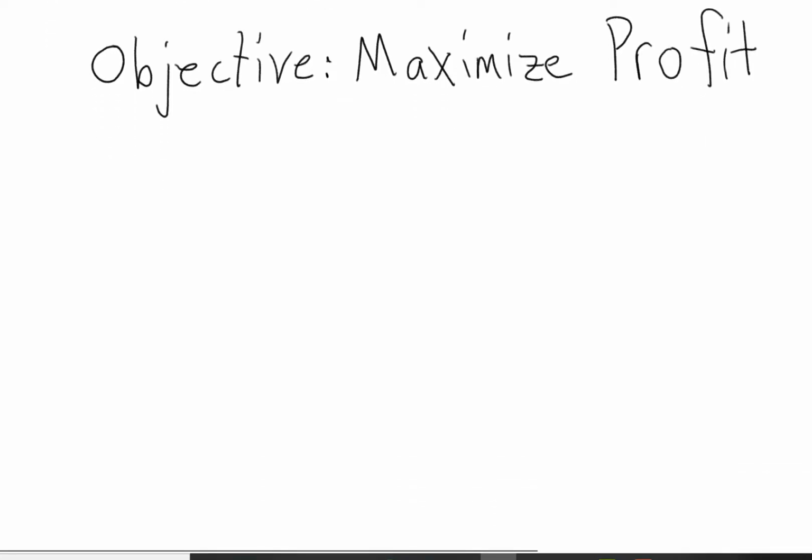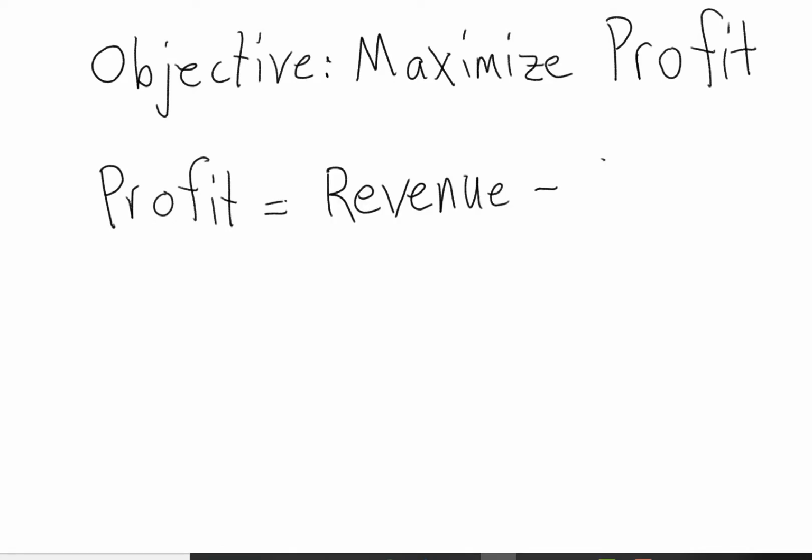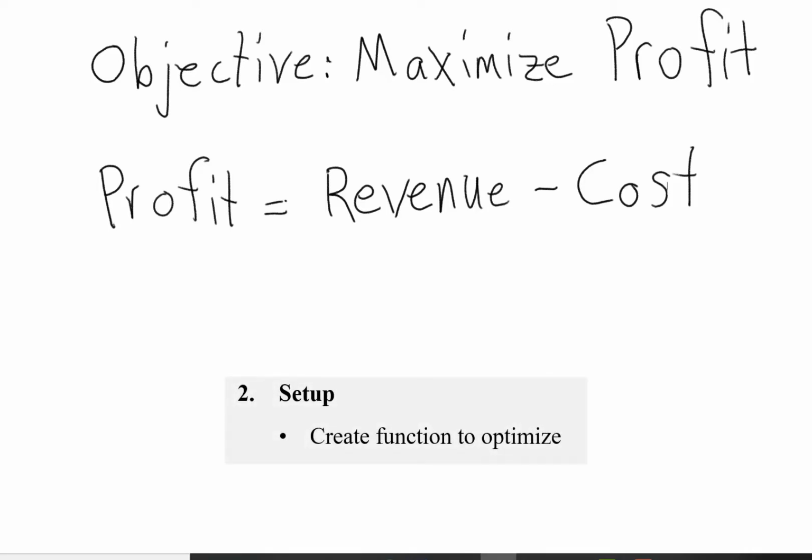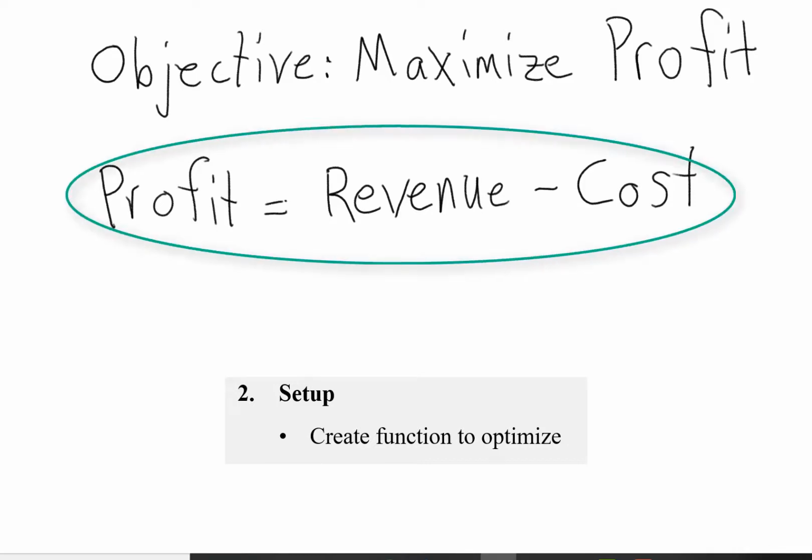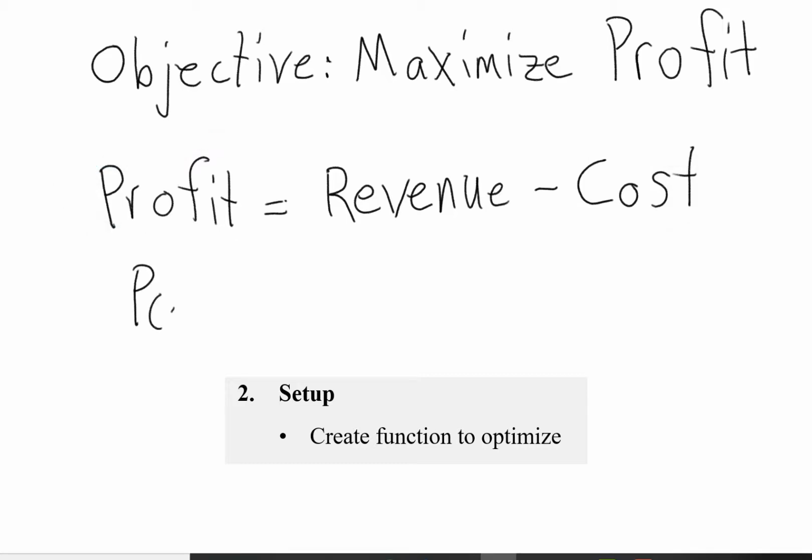We are maximizing profit. So let's review. Profit is equal to revenue minus costs. So those will be 2 building blocks that I will use to get to my profit function. If we take a quick look at step 2, the setup, we will need to create the function to optimize. So since we are maximizing profit, we will need to create a profit function. And we'll use this building block here to get there. So I'll create a profit function, a capital P of x, which is equal to a revenue function minus a cost function.